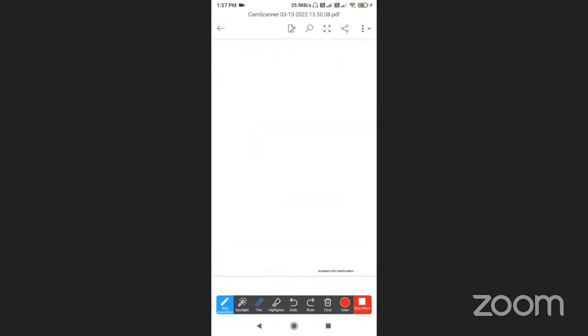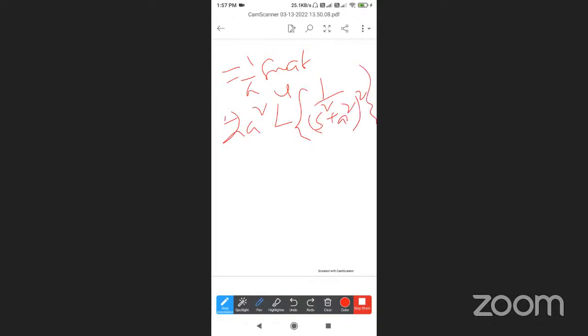Once again, now we have to verify this. First we have to verify this is actually 1 by a sin at minus 2a square into inverse Laplace transform of 1 by s square plus a square is a whole square. Okay, let us simplify that.